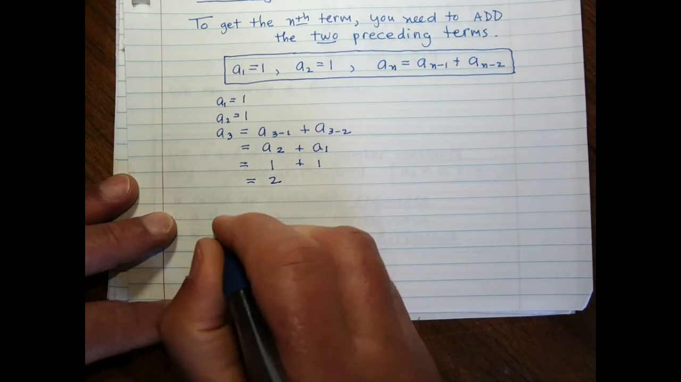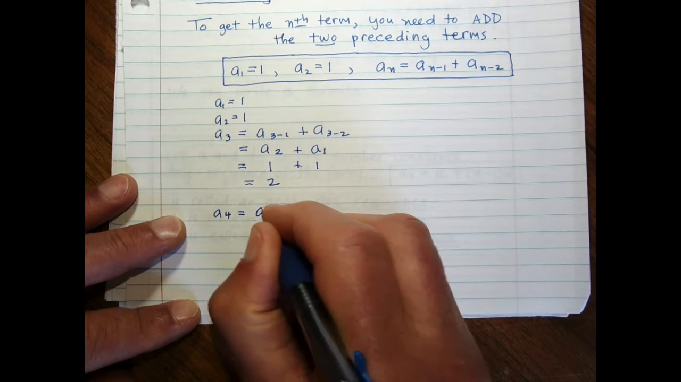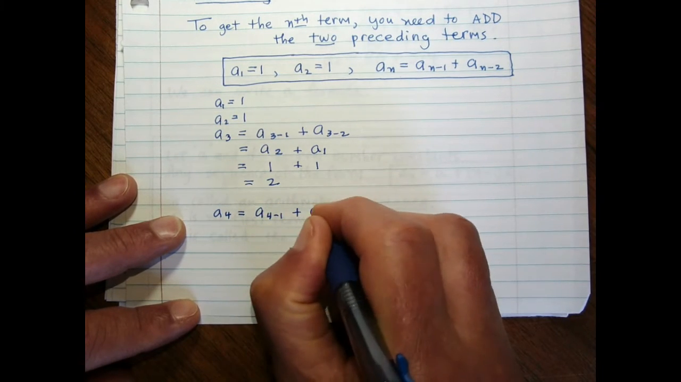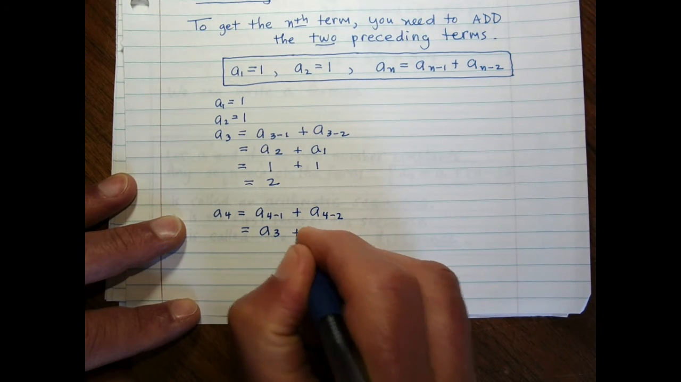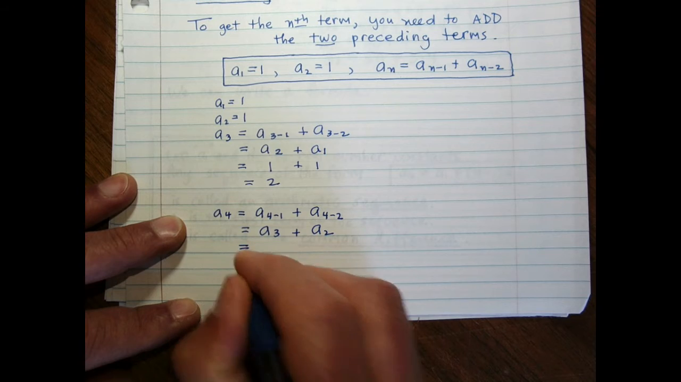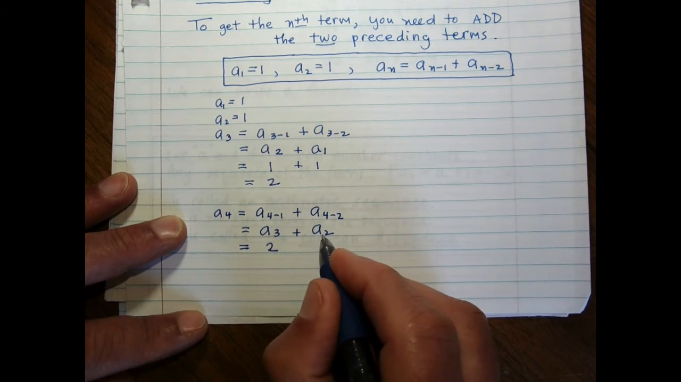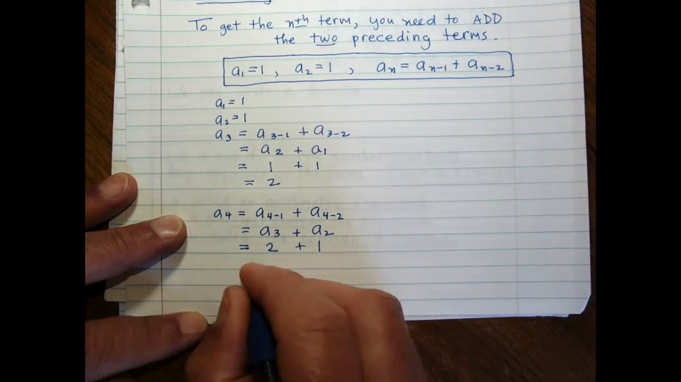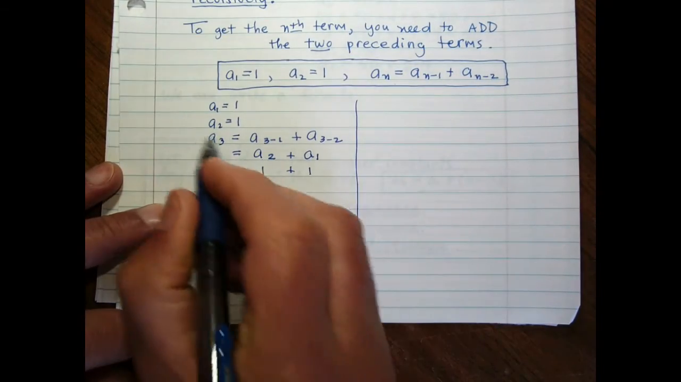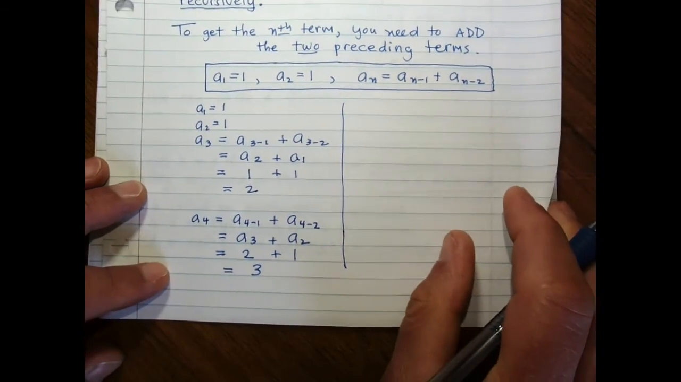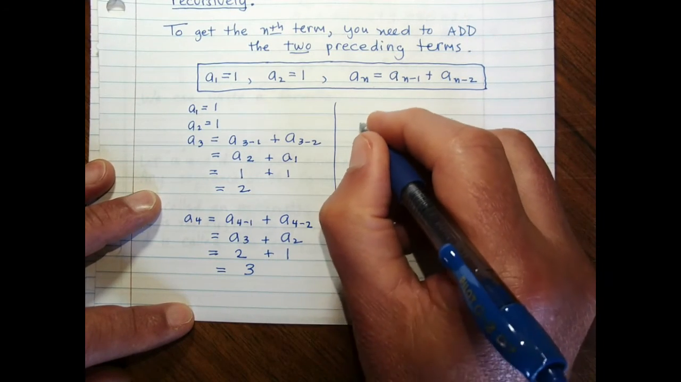How would we calculate a sub 4? Using the recursion formula, that's a sub 4 minus 1 plus a sub 4 minus 2, which is a sub 3 plus a sub 2. A sub 3 we just figured out was the number 2. A sub 2 was the 1 from up above. 2 plus 1 is 3. So I know it's a lot of formula just to get a fairly simple pattern, isn't it? It's interesting that the notation is so complicated.